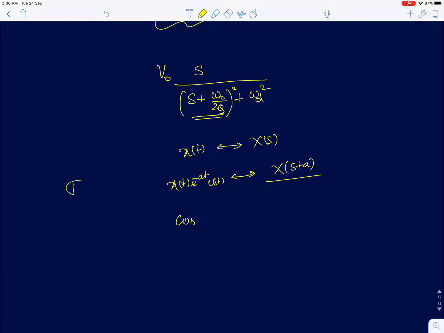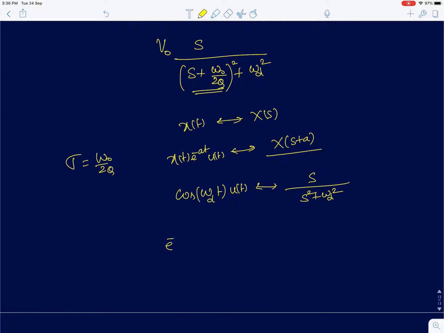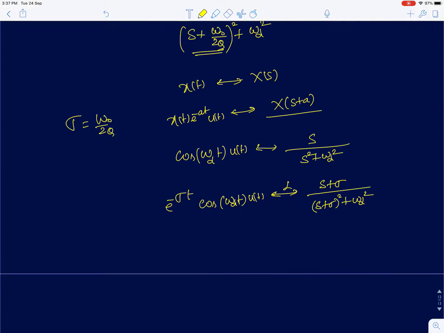Now if you look at this expression and try to compare it with the cos signal, I'll call this term omega naught by 2Q as sigma. If I have cos omega d t into u of t, the Laplace transform is going to be s by s square plus omega d square. Now if I multiply it by e power minus sigma t into cos of omega d t into u of t, then the Laplace transform of that is going to be s plus sigma by s plus sigma whole square plus omega d square. And we've gotten a very similar expression for the transfer function here as well.